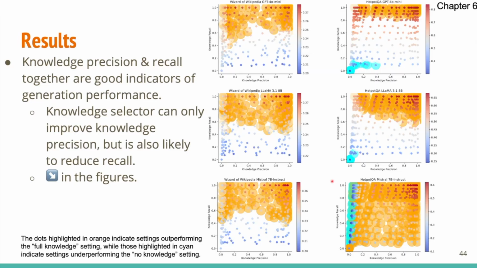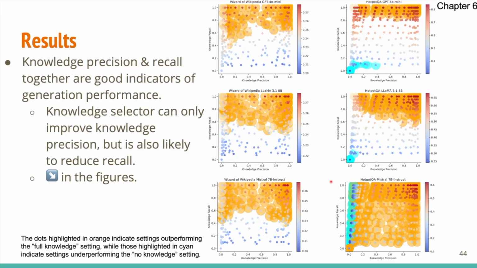As a reminder, RAG in general involves document retrieval, knowledge selection, and final response generation steps. The knowledge selector step can only improve the knowledge precision score, but meanwhile it's also likely to reduce the knowledge recall score naturally.